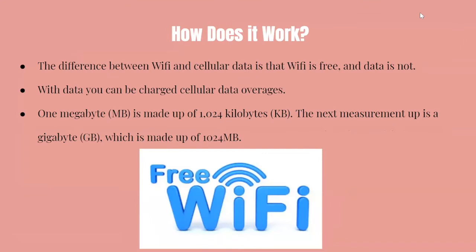How does it work? The difference between Wi-Fi and cellular data is that Wi-Fi can be free in many places, such as restaurants and malls, while data you'll always have to pay for. With data, you can be charged cellular data overages as well. Plans will usually give you the amount of data you have, so it might be in megabytes or gigabytes. 1 megabyte is made up of 1024 kilobytes, and the next measurement up is a gigabyte, which is made up of 1024 megabytes.